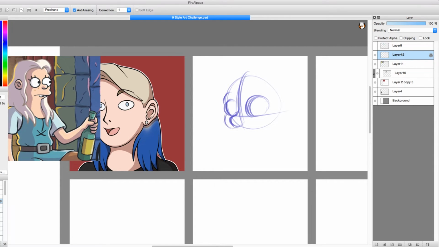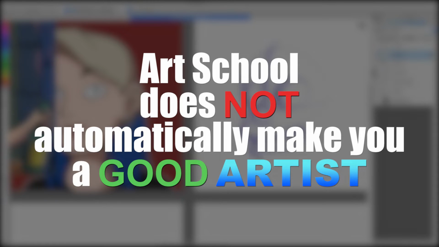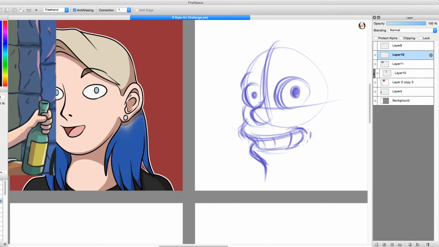This brings me to probably the most important line that I could say, and that is this. Art school does not automatically make you a good artist. I think there's a common misconception that attending art school automatically makes your art professional level or something. Just because you are able to pass courses in school doesn't mean that your work is good enough to be immune from criticism or growth.